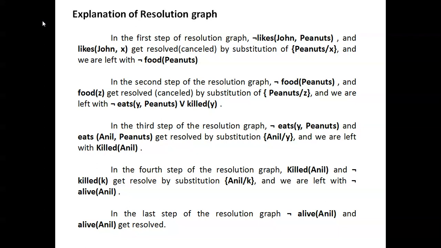Based on the graph, there is an explanation. In the first step of the resolution graph, ¬likes(John, peanuts) and ¬food(x) ∨ likes(John, x) get resolved and cancelled by substitution of peanuts for x, and we are left with ¬food(peanuts). In the second step, ¬food(peanuts) and food(z) get resolved, cancelled by substitution of peanuts, and we are left with ¬eats(y, peanuts) ∨ killed(y). In the third step, ¬eats(y, peanuts) and eats(Anil, peanuts) are resolved, cancelled by substitution of Anil for y, and we are left with killed(Anil). In the fourth step, killed(Anil) and ¬killed(k) get resolved, cancelled by substitution of Anil for k, and we are left with ¬alive(Anil).